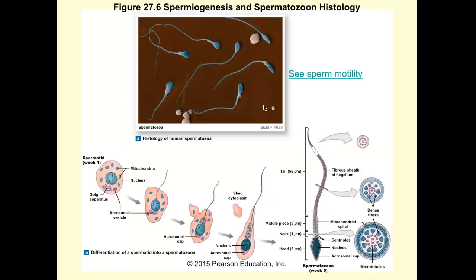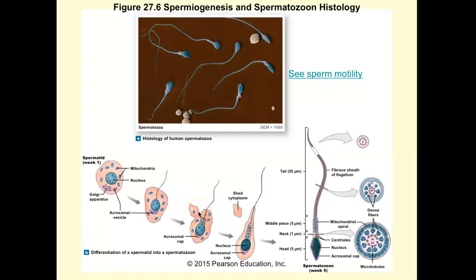Now, let's talk about the anatomy of a sperm. So if you look at your outline on number 3, under the word spermatozoa, there's a head, an acrosome, a middle piece, and a tail. So here is our spermatid. It's undergoing spermiogenesis, right? It's shedding a lot of cytoplasm. It's losing organelles it does not need.